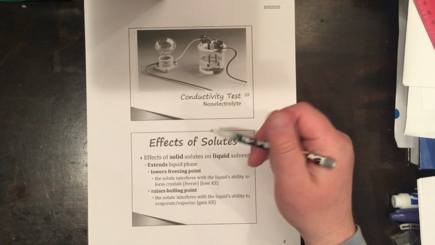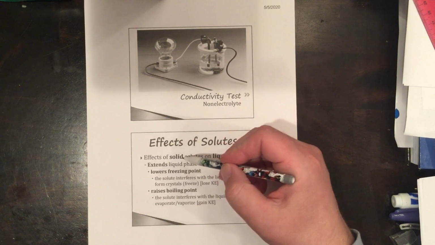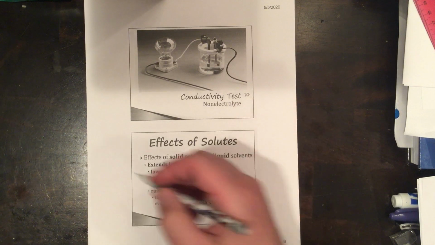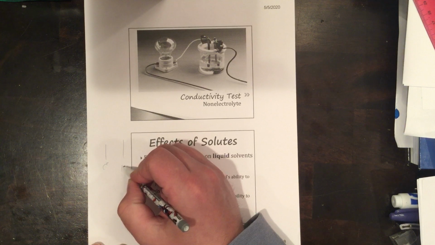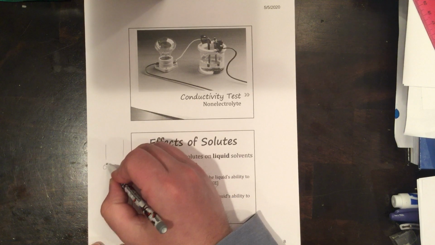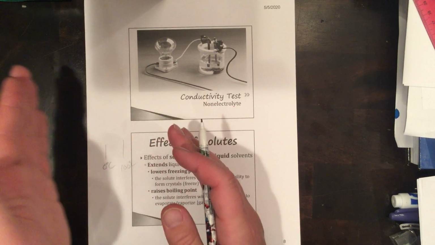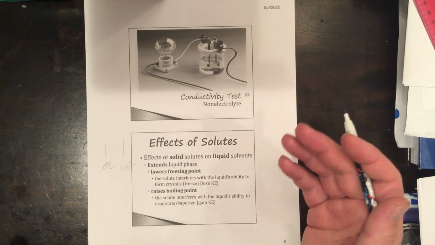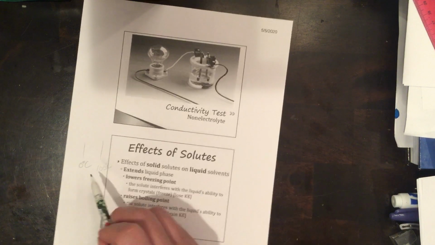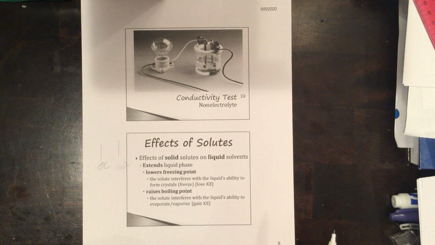So, what are some effects of solid solutes on liquid solvents? For example, salt in water extends the liquid phase. What we're saying is this: water freezes at 0 and boils at 100 degrees Celsius. If you put salt in that, those get wider. So let's say it would freeze at -5 and boil at 105 or something like that, depending on how much salt you have. So it lowers the freezing point and raises the boiling point.